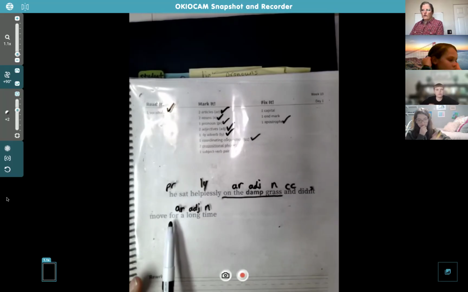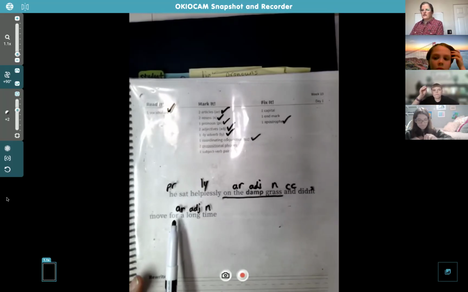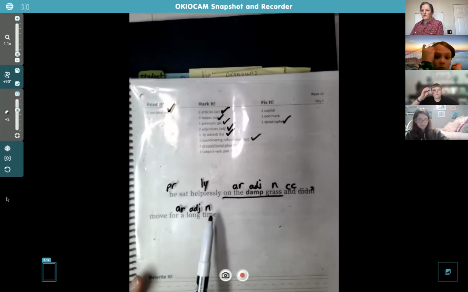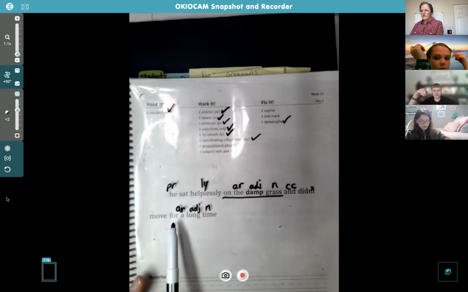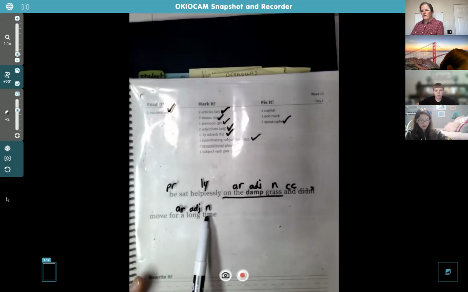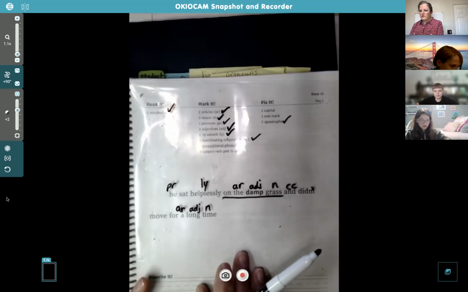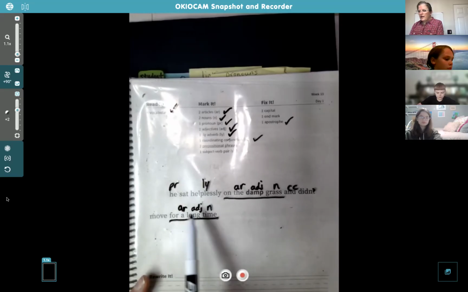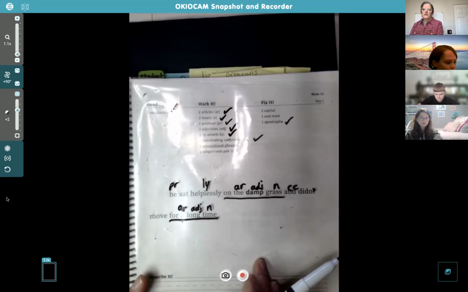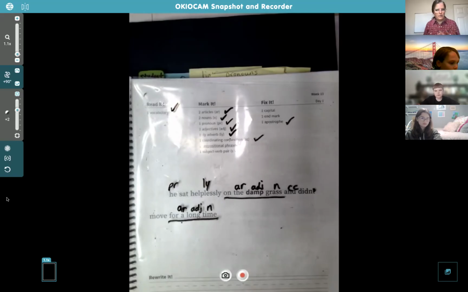For is actually a preposition. Sometimes it's a coordinating conjunction, but in this sentence there's no verb after it. So it's not a coordinating conjunction. It is a preposition. Do you see why? What's the whole prepositional phrase? For a long time. There you go. And if you notice, a is an article, long is an adjective, time is a noun. There's no verb there after the preposition. That's how you know that's a prepositional phrase. They don't have any verbs after it.